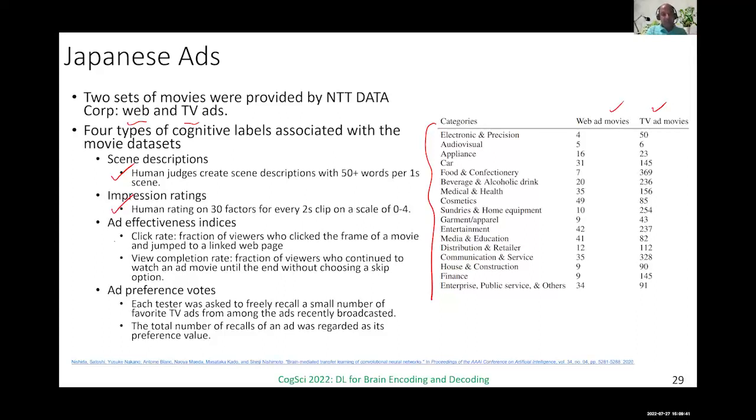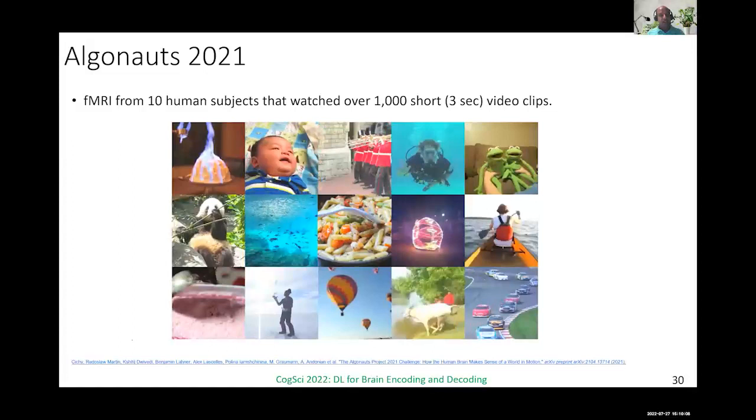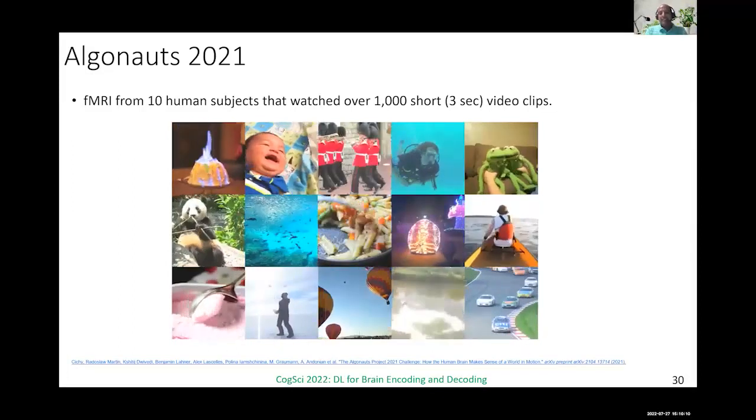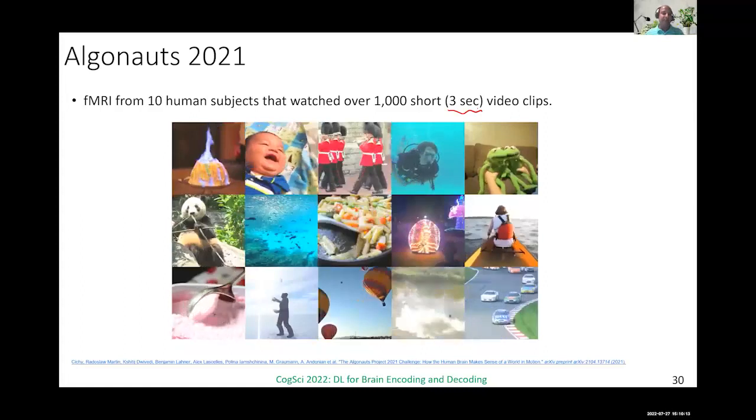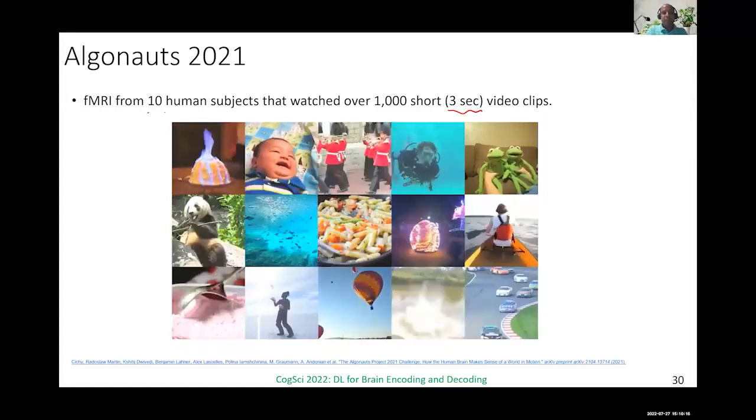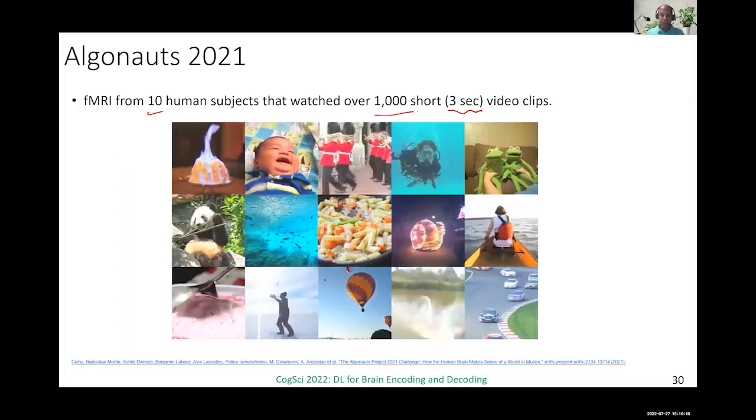Remember, these are ads data sets, so they can have other metadata associated: ad effectiveness indices and ad preference votes. Ad effectiveness covers the click rate and the view completion rate, the typical metrics measured in the computational advertising world. For ad preference votes, each tester was asked to recall TV ads they had seen. If they could recall one of the ads in the data set, you add a point to that ad's preference tally. The Algonauts data set is short 3-second video clips, collected from 10 different human subjects watching about 1,000 such clips.